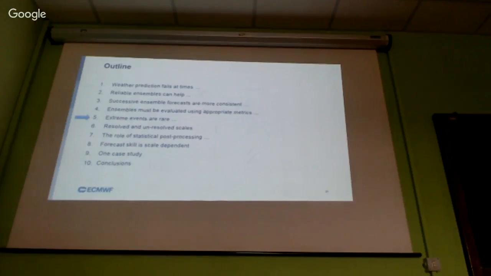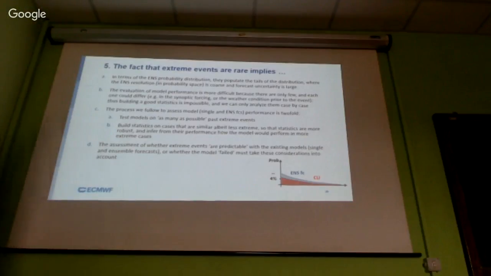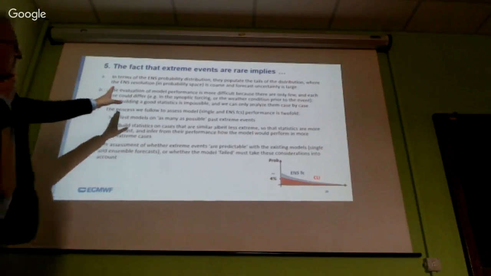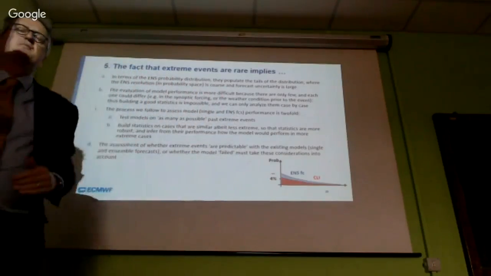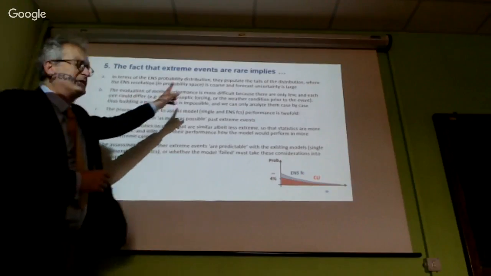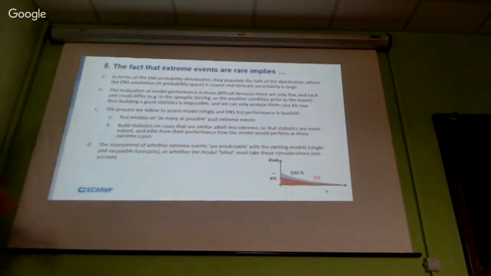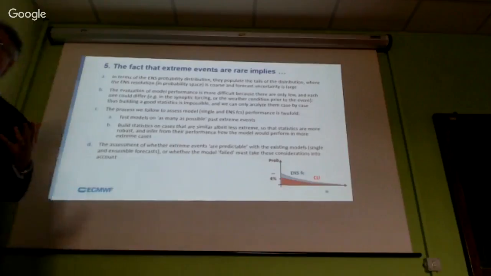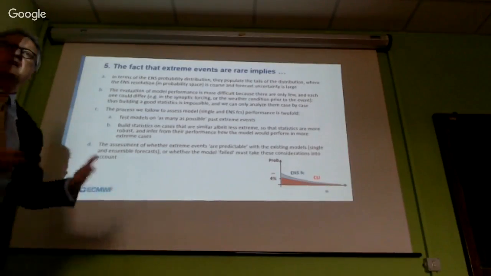Extreme events are rare, as I said, because I'm going to show you a couple of examples. Now, I said that extreme events populate the tails of a probability distribution function. Given that we're running only 50 members, the resolution of the probability space is coarse, which means that the uncertainty in predicting the extremes is larger than predicting normal events. As I said, the evaluation is difficult because there are only very few extreme cases in the past where we can test our current systems.